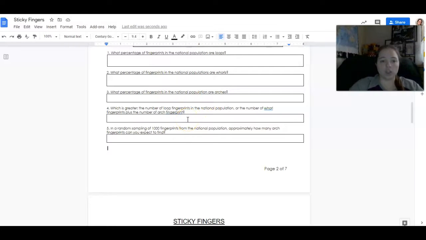Number 4, which is greater, the number of loop prints in the national population or the number of whirl fingerprints plus the number of arch fingerprints? In a random sampling of 100 fingerprints from the national population, approximately how many arch fingerprints can you expect to find? That one's a little bit of a math calculation. You've got 1,000, and if you're timesing by the percent, remember to take the percent out of percent, move the decimal over 2 to the left, times that, you'll get your answer.